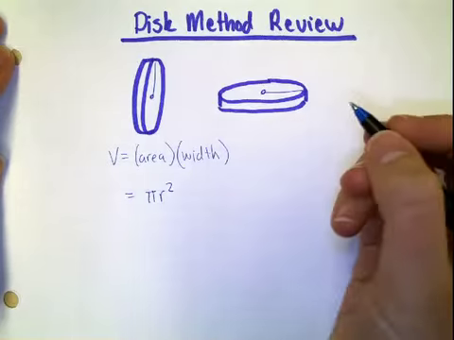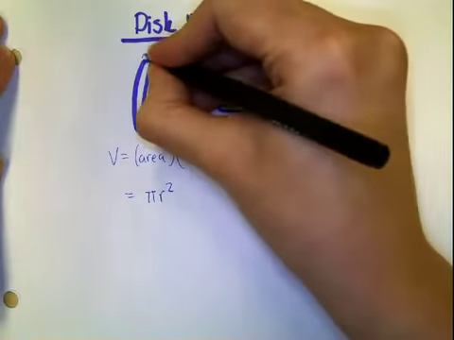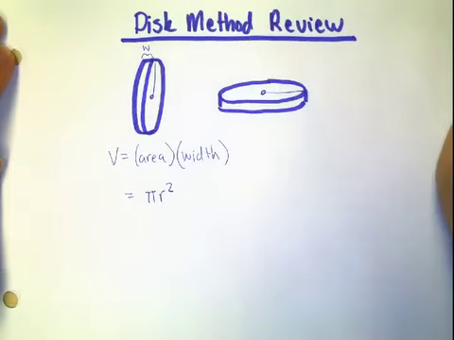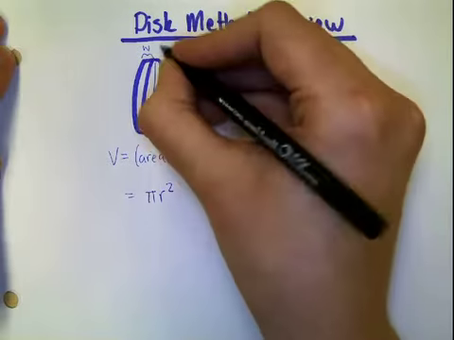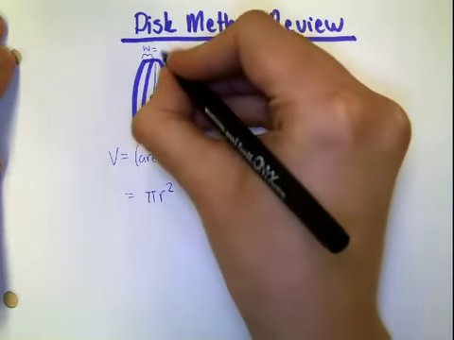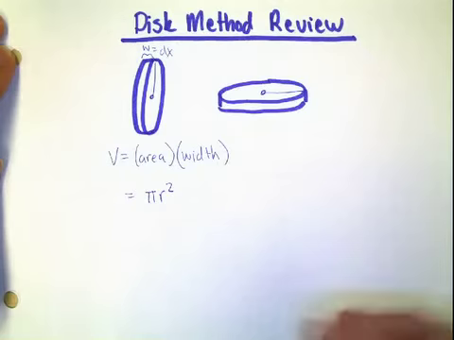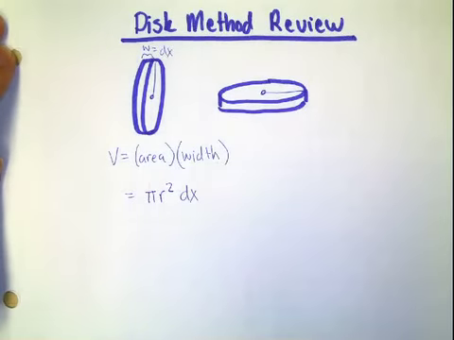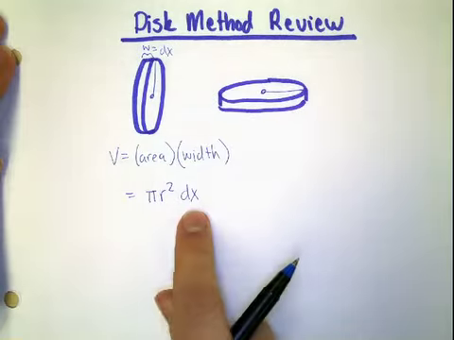And these disks are going to be so small, we're going to be slicing them up and making them so skinny that the width, in reality, is going to be unmeasurable. We're not going to be able to give it a value. So I'm going to call it delta x. Delta x means it's a change in x that's so small that I'm going to have a really hard time measuring it. So pi r squared times delta x.